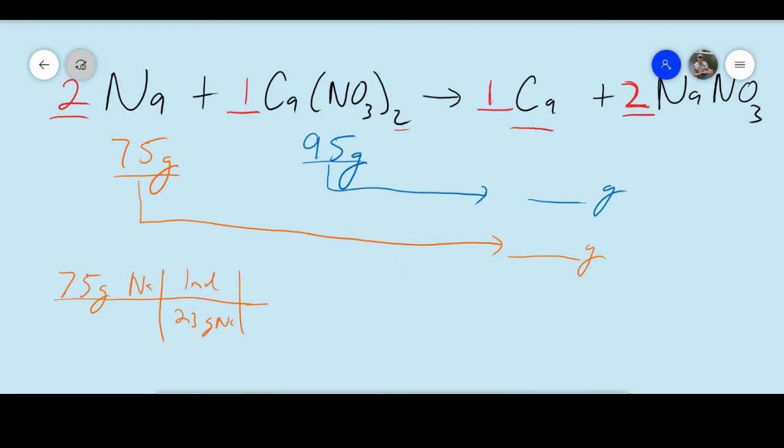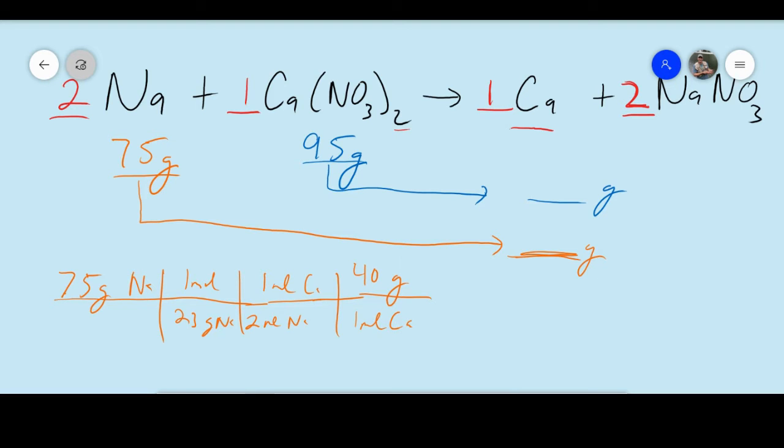Okay. Then I'm going to use the mole ratio. So I know that 2 moles of sodium will produce 1 mole of calcium. Right? And then our last step, we want to get to grams over here. So I need a molar mass of calcium. I'm going to say 1 mole of calcium is, of course, from the periodic table, always equal to about 40 grams.